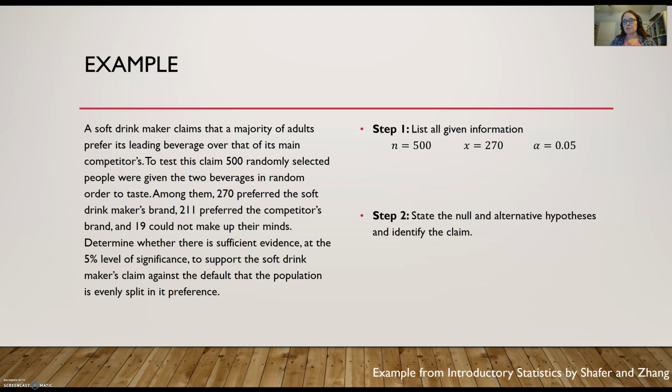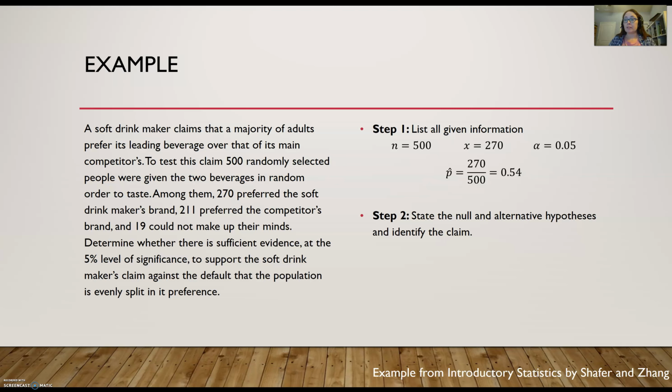So in this first step, I'm just identifying all my information, making sure I have each number with the right variable. And I'm going to do some of the basic calculations that I know I'm going to need in later formulas. For instance, I need the sample proportion of people that chose this soft drink. And so that's x over n, or 270 over 500. I'm going to call that p hat. So that's my sample proportion.